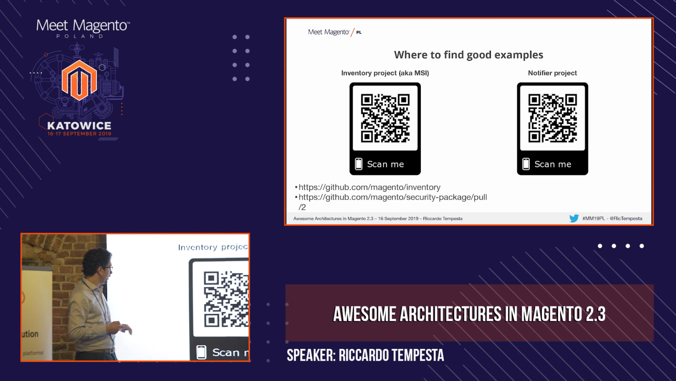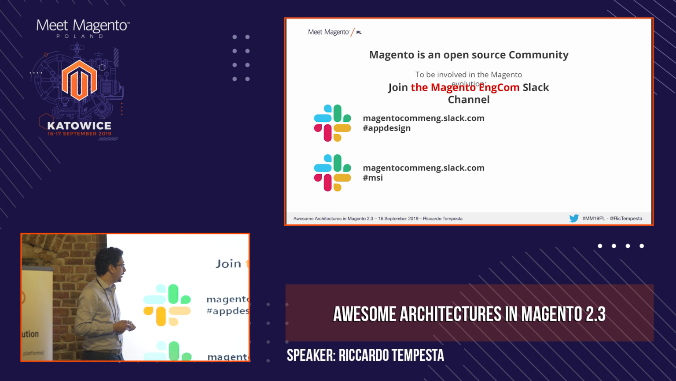So where to find good examples? I told you before, the inventory project, also known as MSI, and the notifier project, which is actually a module I wrote. Well, they're the only two examples that I know that implement good service isolation. Of course, other projects probably exist, but I don't know them. Maybe if you can tweet them, I think you can help the whole community. So you can use them as nice examples of what I'm saying now.